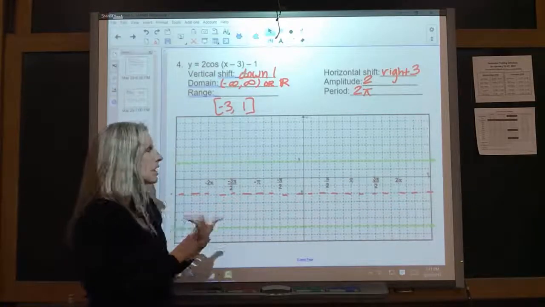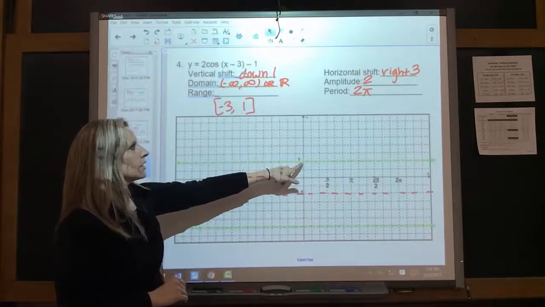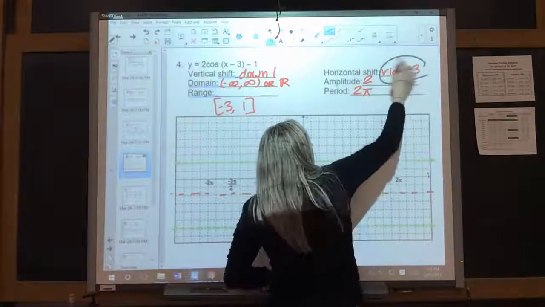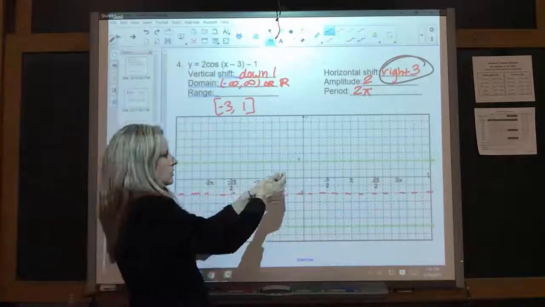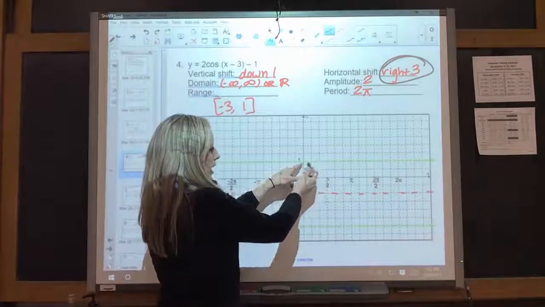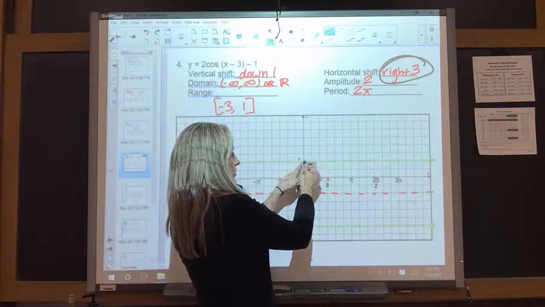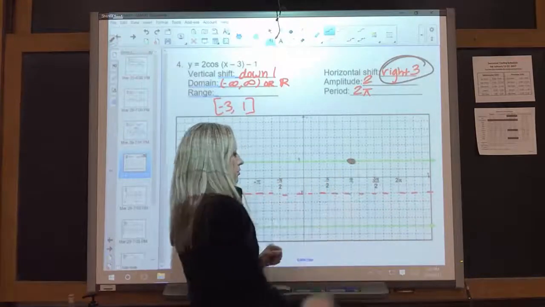All right, so now let's start plotting points. Normally for cosine we start at the top, but for this one we are going to move to the right 3. Okay, so start at the top and then go to the right 3. And remember, we're going by halves, so it'd be every other one. 1, 2, 3. That's your point.